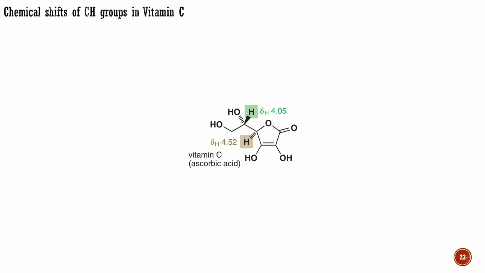Vitamin C, or ascorbic acid, has 2 CH bonds. One, at 4.05 ppm, is located next to a strong electron-withdrawing OH group. The other one is situated next to a double bond and an oxygen atom, with a chemical shift close to 4.5 ppm. Try to estimate these chemical shifts using the guidelines described earlier.